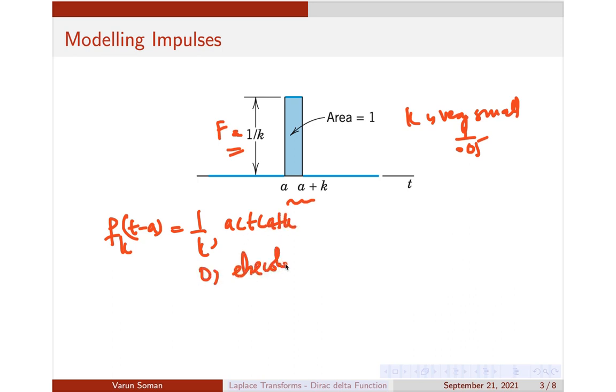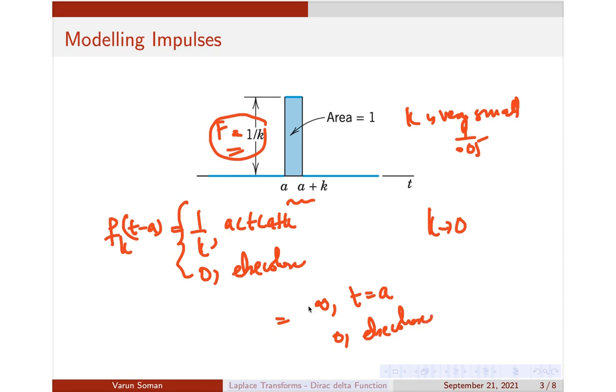These are some special functions which are used to model impulsive functions. Now, when k tends to 0, what will happen? f will keep increasing until it becomes infinity. So when k tends to 0, the limiting function is infinity at t equal to a, and 0 elsewhere. This limiting function is called the Dirac delta function, which is denoted by the symbol delta(t minus a).